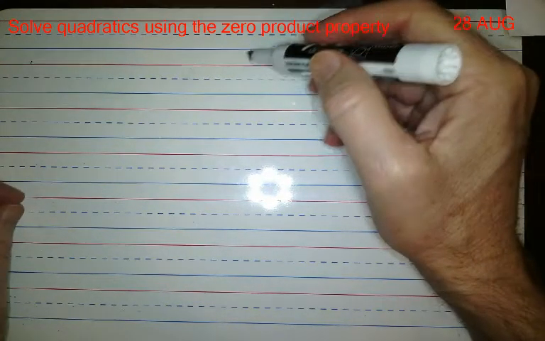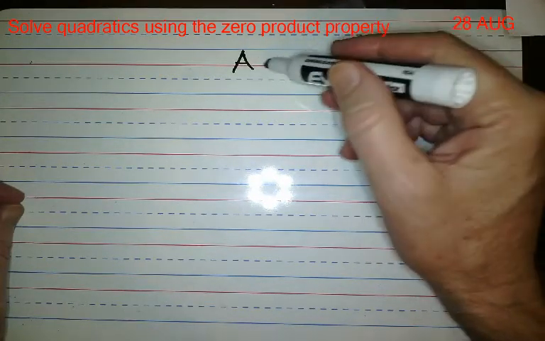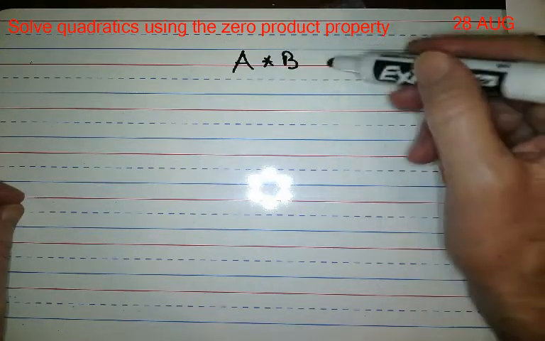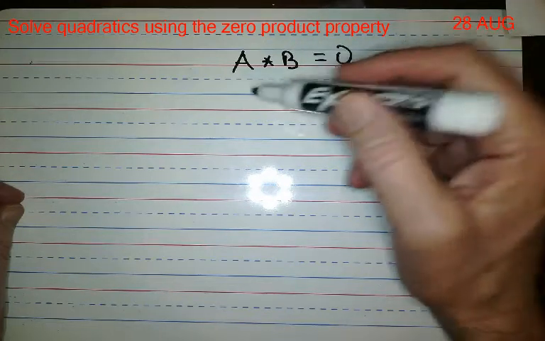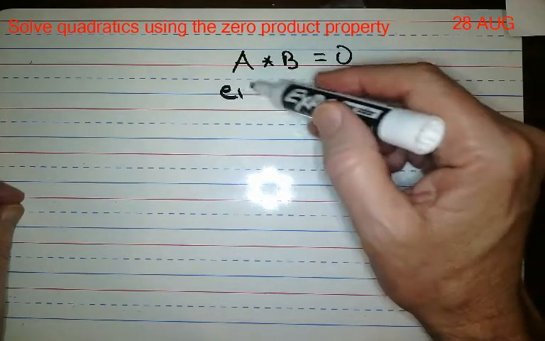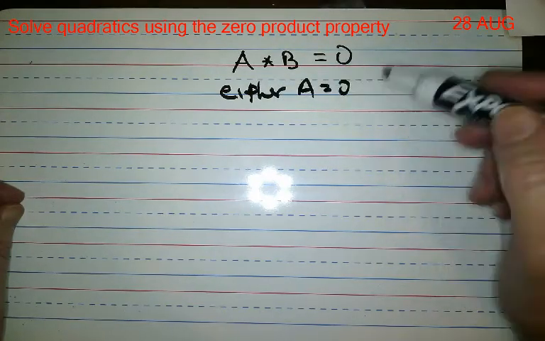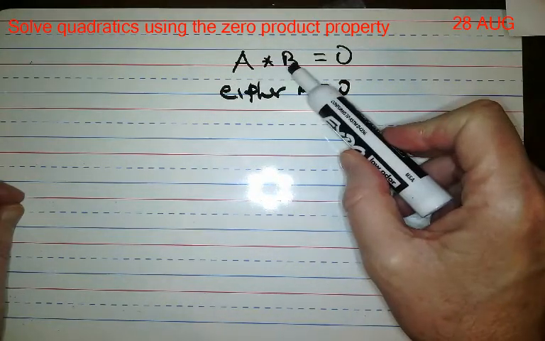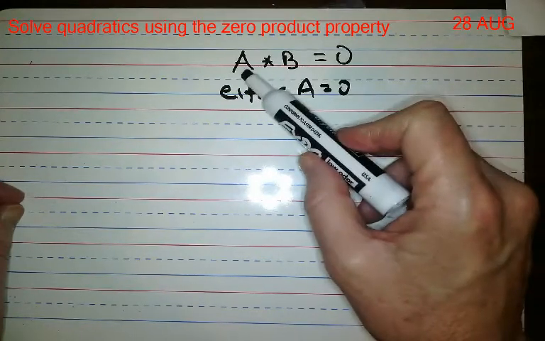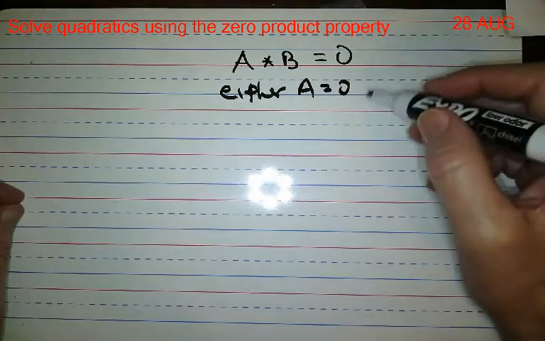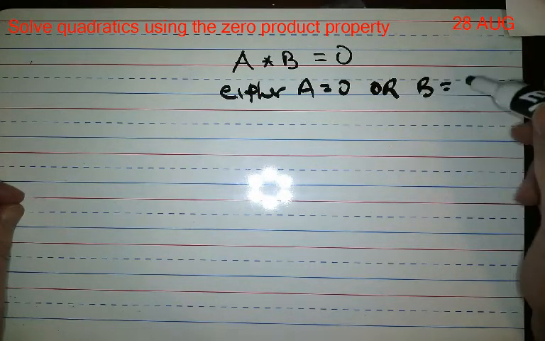Well, the zero product property means you have some number times another number, and the answer is 0. So what does that mean? That means either A equals 0, because 0 times whatever number you have, 0 times 17 would be 0, 0 times 22 would be 0, 0 times a billion would be 0. Either A equals 0 or B equals 0.